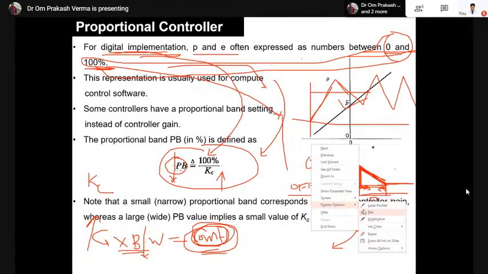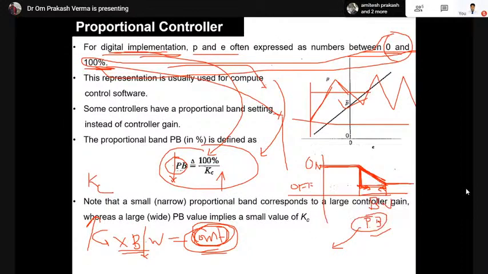So this curve becomes like this one, on or off, on or off at the time. Such a type of controller becomes an on-off controller, or the bang-bang controller. But that we have discussed.